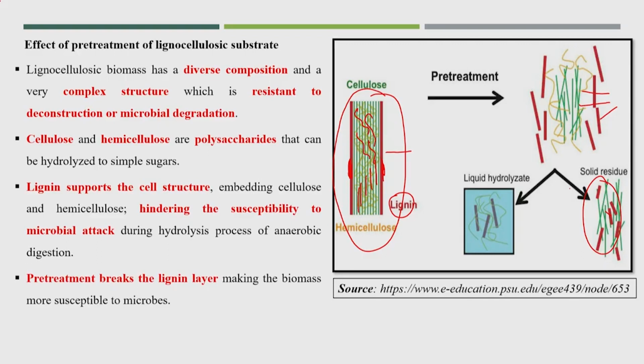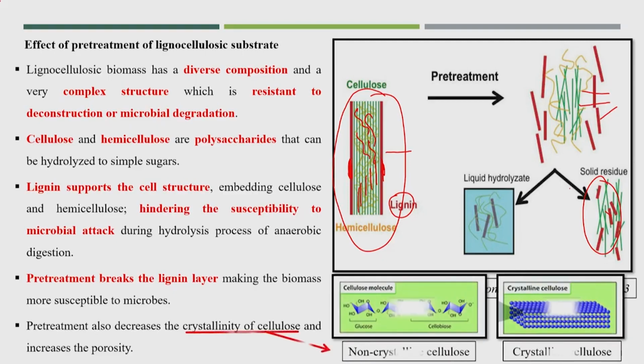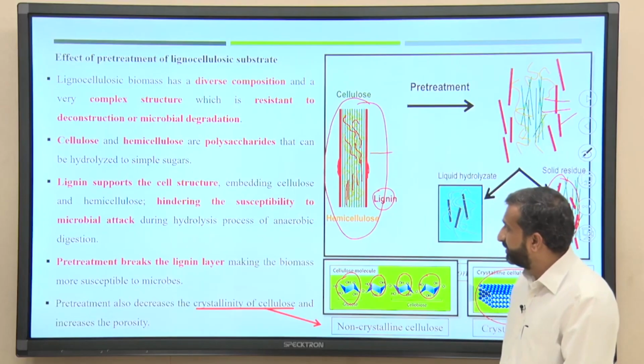And pretreatment breaks the lignin layer, making the biomass available to the microbes. And the pretreatment also decreases the crystallinity of cellulose and increases the porosity. You see here, this is the crystalline structure of cellulose. Here, attack from the bacteria is very difficult in this kind of crystalline structure, but because of pretreatment this entire crystalline structure will convert into a non-crystalline structure. Now, here the organic part is separated and can be easily targeted by the microbial degradation process. So, this is another benefit of the pretreatment process.